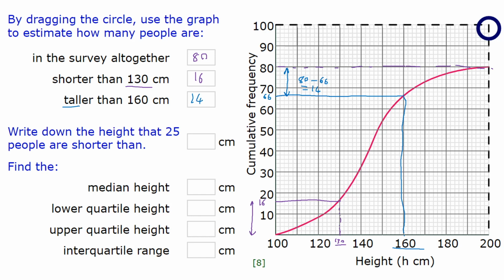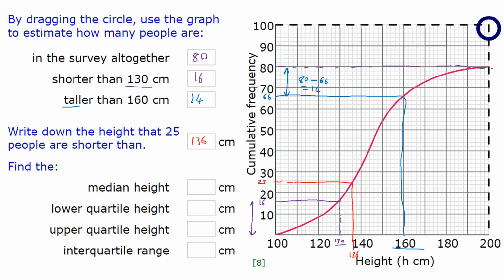Now we're asked to write down the height that 25 people are shorter than. So now we need to do what we've done before, but in reverse. This time we're told the cumulative frequency is 25. So what is the height at 25? The height at 25 is 136 centimeters. Sorry, let me write that again. 136.